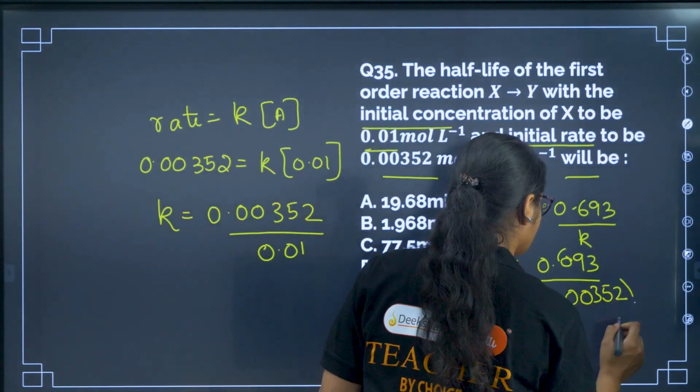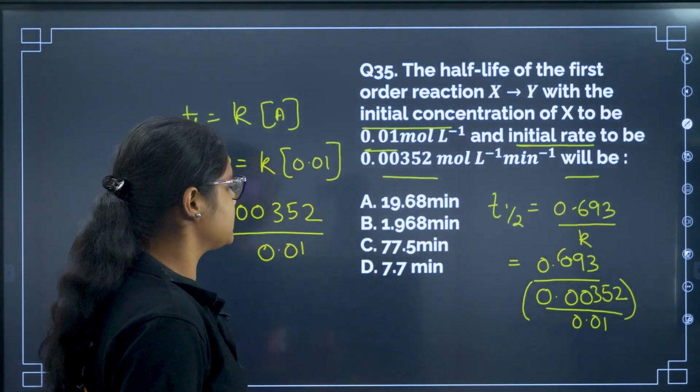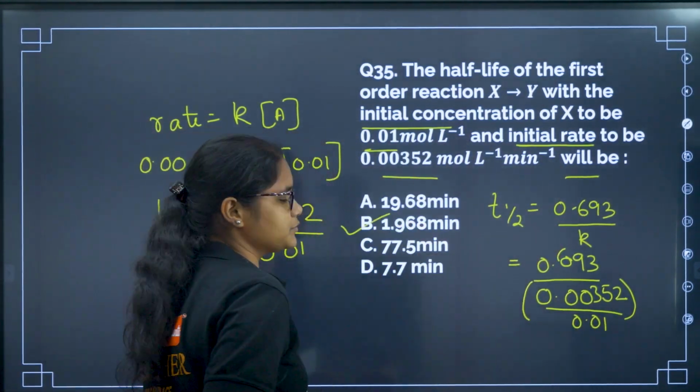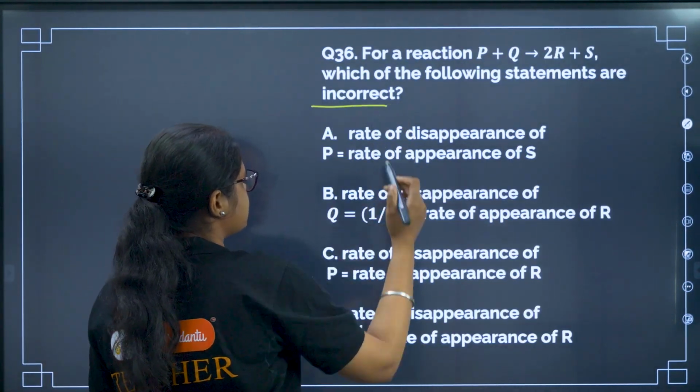0.00352 divided by 0.01, right? So you can solve this equation. Then the correct answer for this question is option B. Okay, next. We have to tell the incorrect statement.